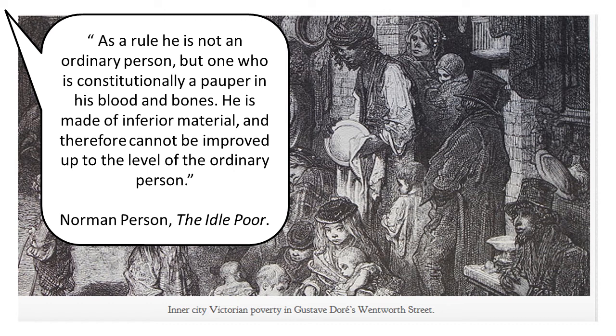It's a book called The Idle Poor, a forgotten book, but you can see the anti-poor ideology in it. The quote is about working class poor people. "As a rule, he is not an ordinary person, but one who is constitutionally a pauper in his blood and bones. He is made of inferior material and therefore cannot be improved up to the level of the ordinary person." You know, if these lines were about somebody from Africa, for example, we would call that racism. It's about poor people, poor British people. It's a form of social racism, clearly.